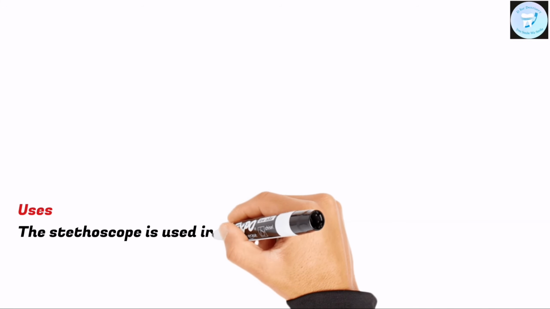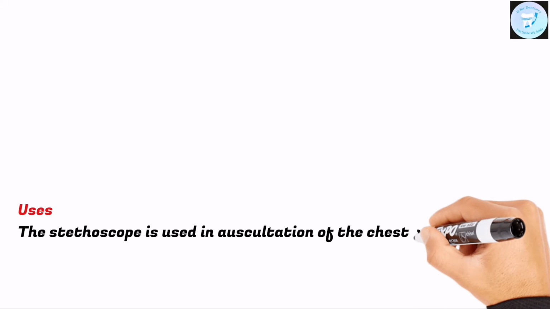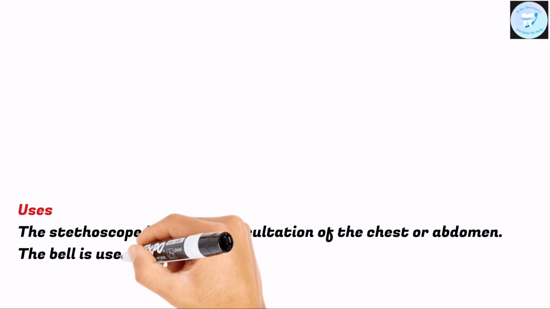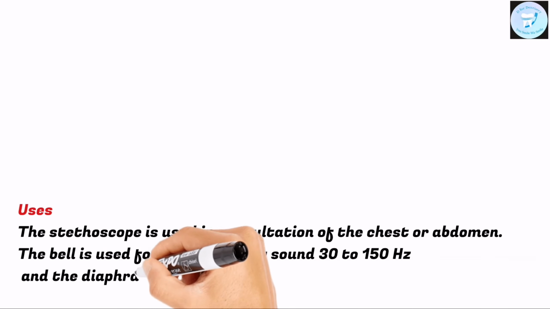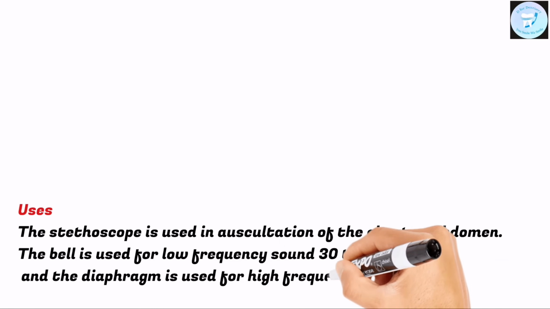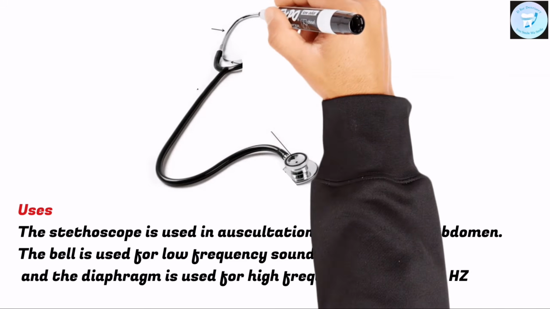Uses: the stethoscope is used in auscultation of the chest or abdomen. The bell is used for low frequency sound, 30 to 150 Hz, and the diaphragm is used for high frequency sound, greater than 300 Hz.